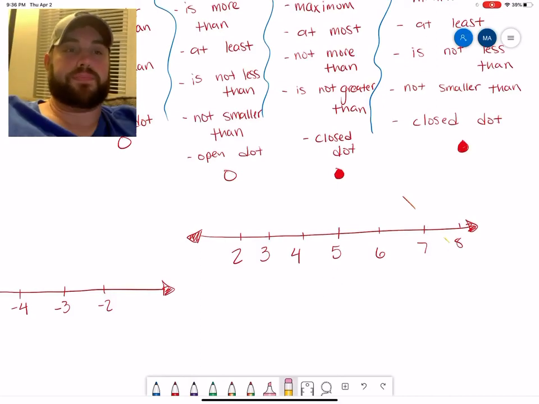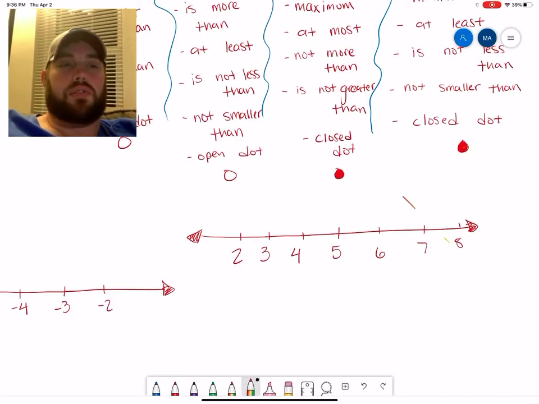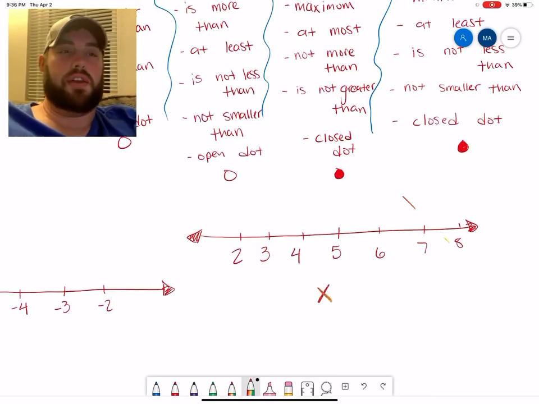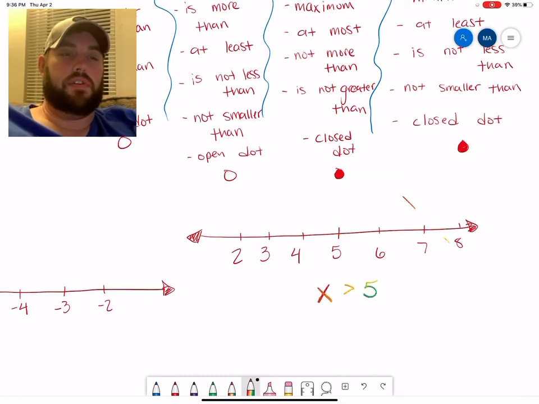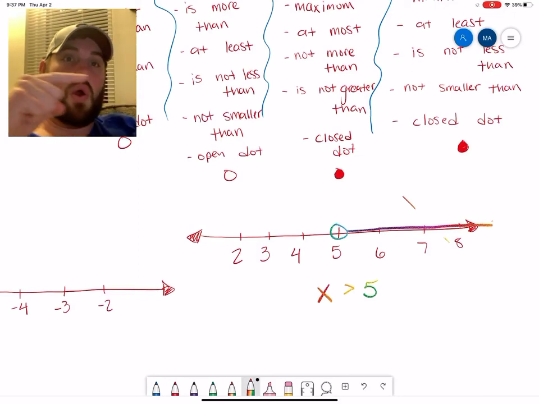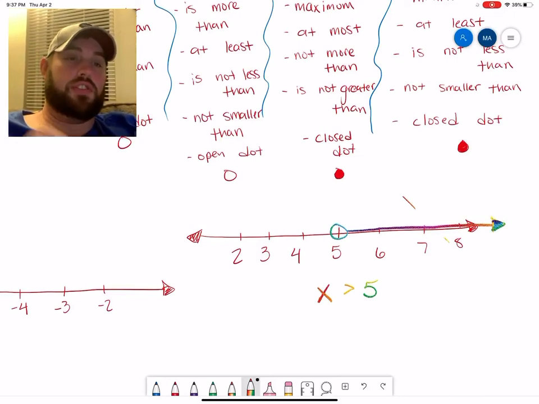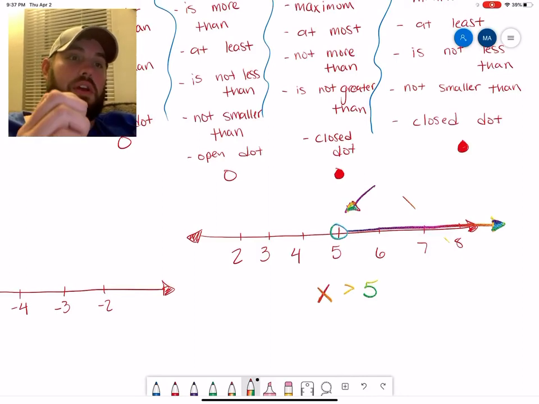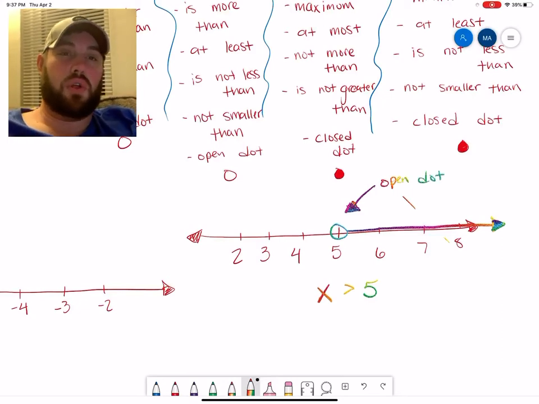So here's my first example. I saw that we struggled on this on the review packet, the review Microsoft form, you could say. So x is greater than 5. If you look at my arrow, greater than is pointing to the right. So it's an open dot and it's going to the right. Remember, the 5 tells me where to put the dot. The sign tells me which way my arrow goes and if the dot is closed or open.